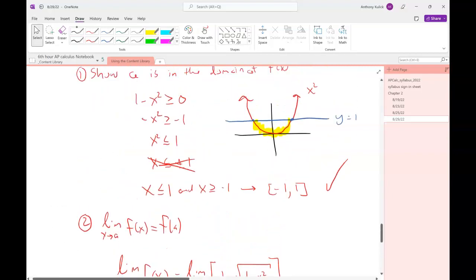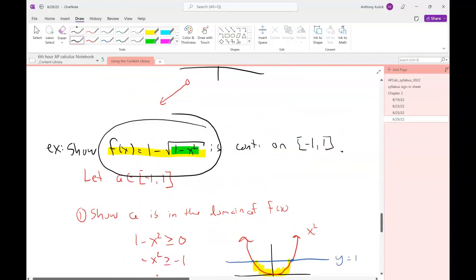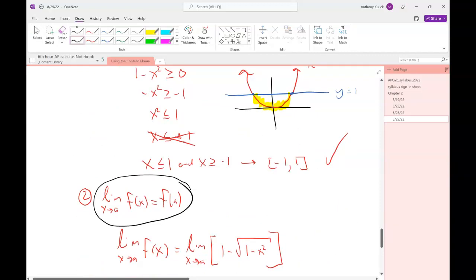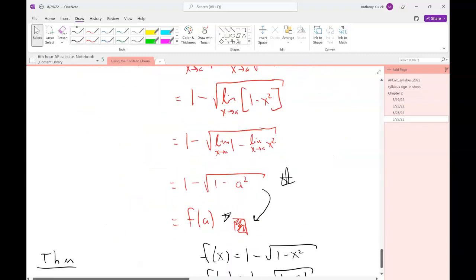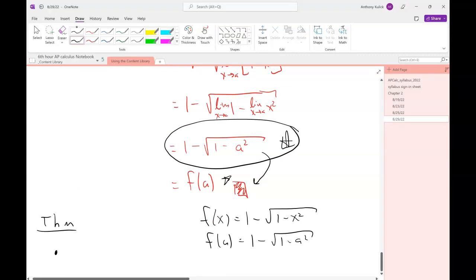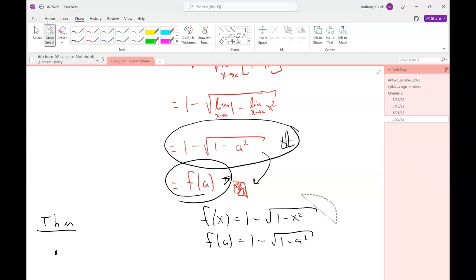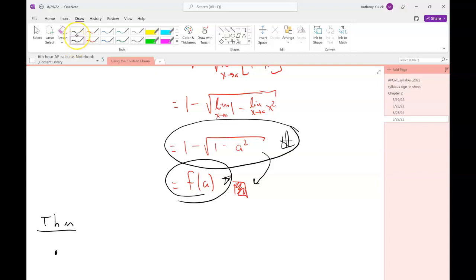The function at the beginning is this, right? Yes. So what we wanted to show in step two is that the limit as x approaches a of f of x is equal to f of a. F of a is 1 minus the square root of 1 minus a squared, right? If I go down, that's what I have right here. That's f of a. Oh, I see. I didn't do anything, I just noticed that's the same thing. Okay. You good? I'm good. Okay. Let me get rid of these guys. All right.